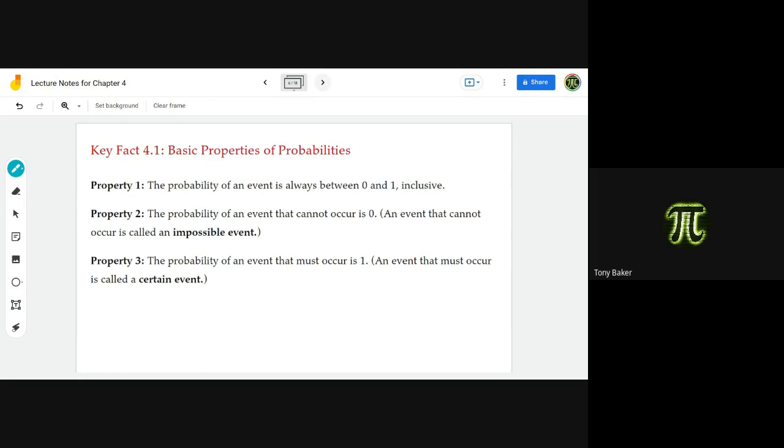Probability of an event that will always occur. We'll go back to the government taking taxes. That's always going to occur. So that's a 1.